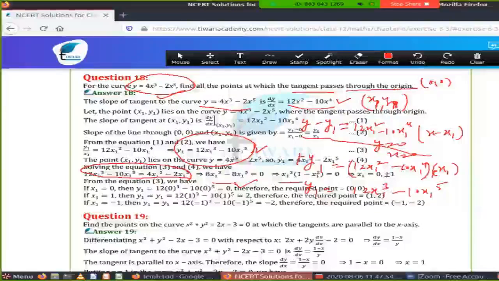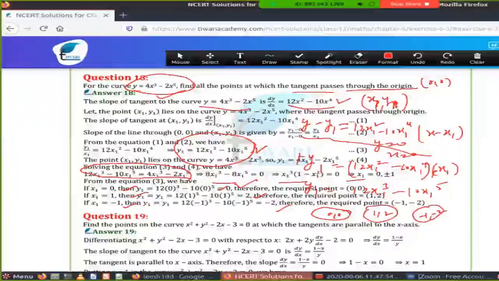The solution of this is x1 equal to 0 and plus minus 1. If x1 is 0, then y1 is 0. If x1 is 1, then y1 is 2. If x1 is minus 1, then y1 will be minus 2. It means these are the 3 points. First is 0, 0. Second is 1, 2. Third is minus 1, minus 2. This is a good question. Now let's do the next questions.